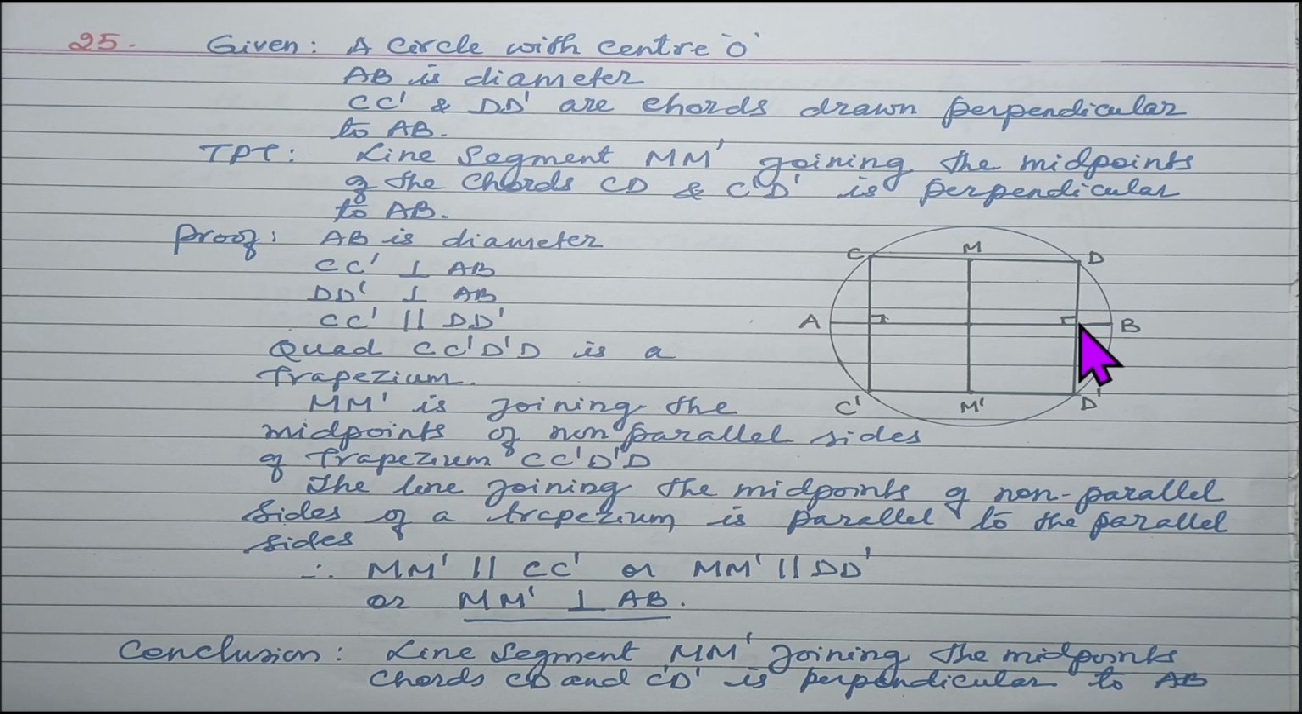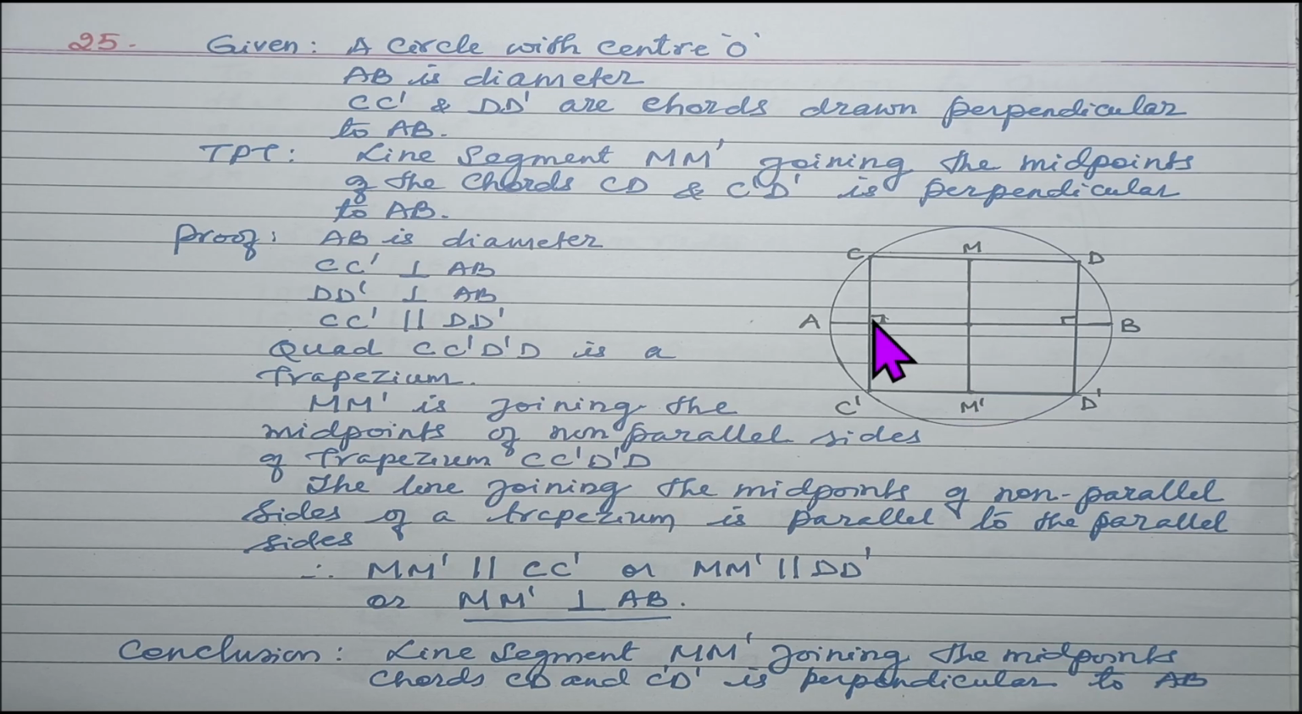Now to do that, we know that AB is the diameter, CC dash is perpendicular to AB, DD dash is perpendicular to AB, that means CC dash and DD dash are parallel to each other. Now one pair of opposite sides are parallel in this particular quadrilateral. Then that means CD and C dash D dash are non-parallel sides. This is a trapezium, and in a trapezium the line joining the midpoints of the non-parallel sides is definitely parallel to the two parallel sides, that is CC dash and DD dash, and therefore MM dash is parallel.